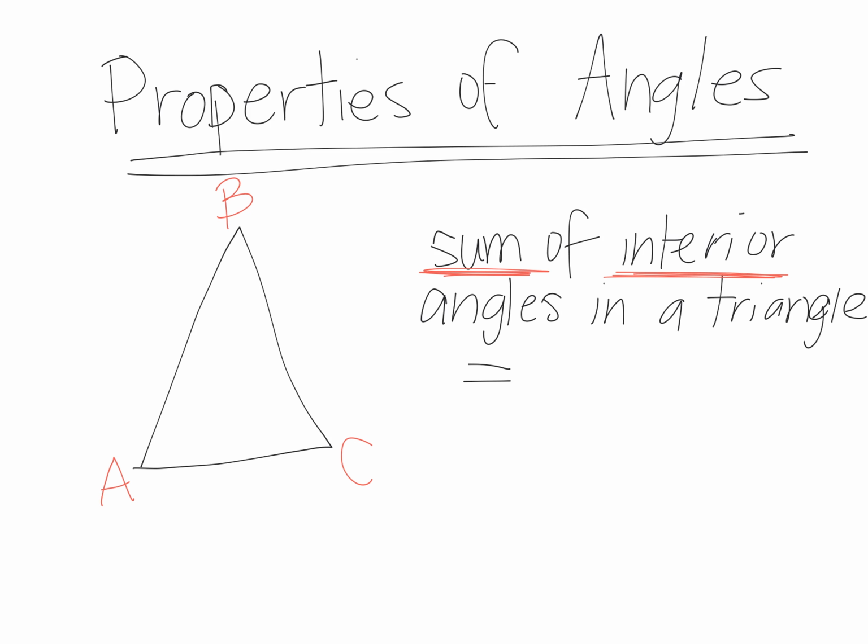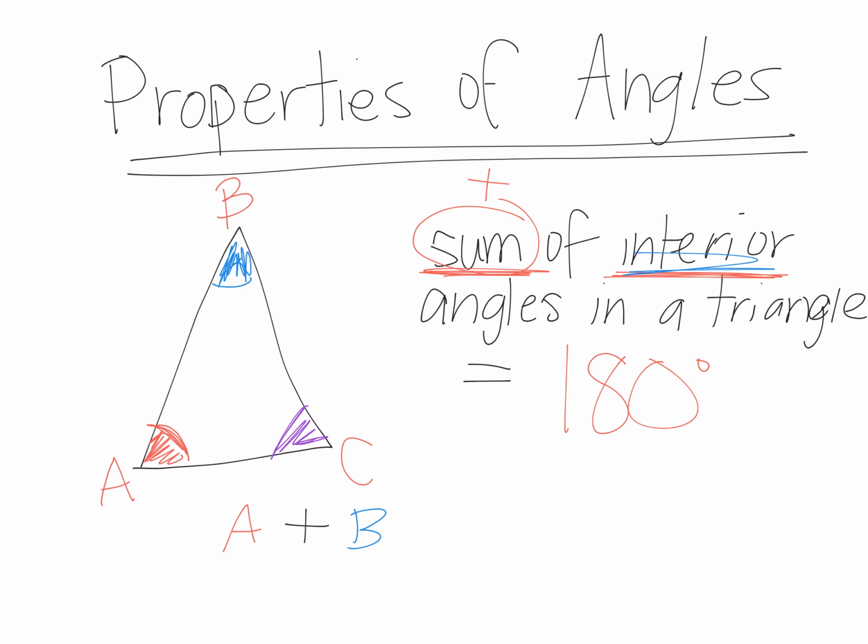Does anyone remember from before? 180 degrees. What does the word sum mean? What operation? Addition. So if I add, look here please, angle A, whatever this is, plus angle B, whatever this is. These are interior, that means they're inside the triangle. And then angle C, the three angles. If we add them all together, the total is what? 180. Yep. A plus B plus C equals 180 degrees. I want you copying this down.